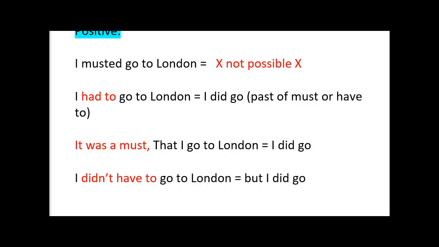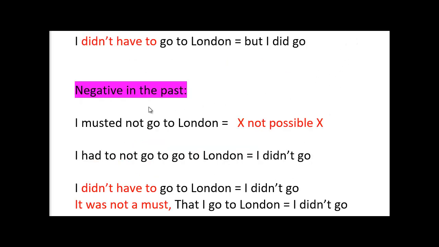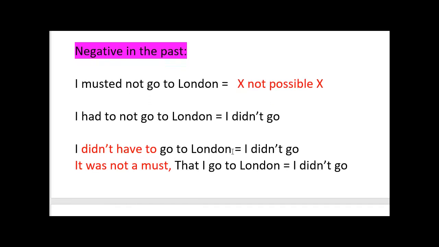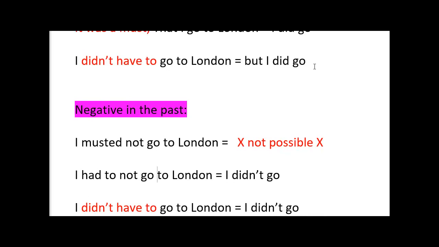And the last one, there's a 50-50 possibility, because you can say "I didn't have to go to London," so I didn't go. Or you can say "I didn't have to go to London, but I went." You got it? So "I didn't have to" can have both meanings. So for the negative, "I musted not go to London" is not possible at all. So we say "I had to not go to London." So I didn't go. "I had to not go to London," or you can say "I didn't have to go to London" again, like the one we used here, which has possibility.